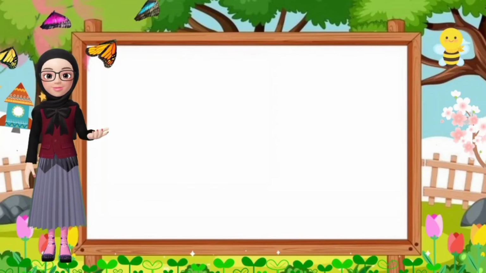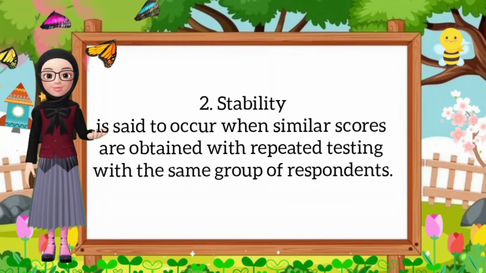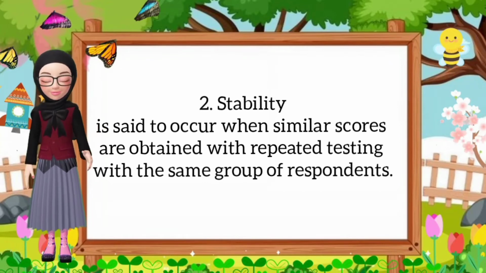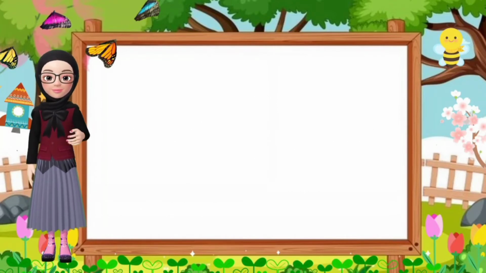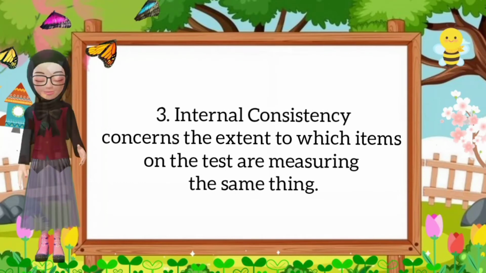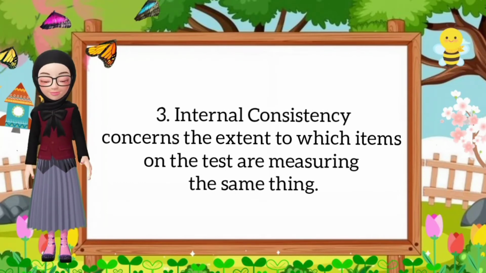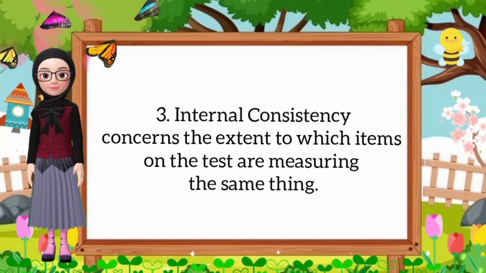The second aspect of reliability is stability. It's said to occur when similar scores are obtained with repeated testing with the same group of respondents. In other words, the scores are consistent from one time to the next. Stability is assessed by administering the same test to the same individuals under the same conditions after some period of time. The third and last aspect of reliability is internal consistency. Internal consistency concerns the extent to which items on the test are measuring the same thing.